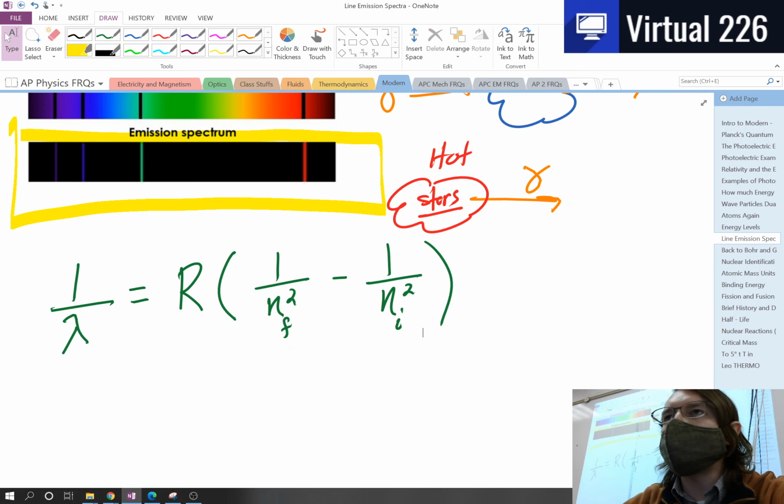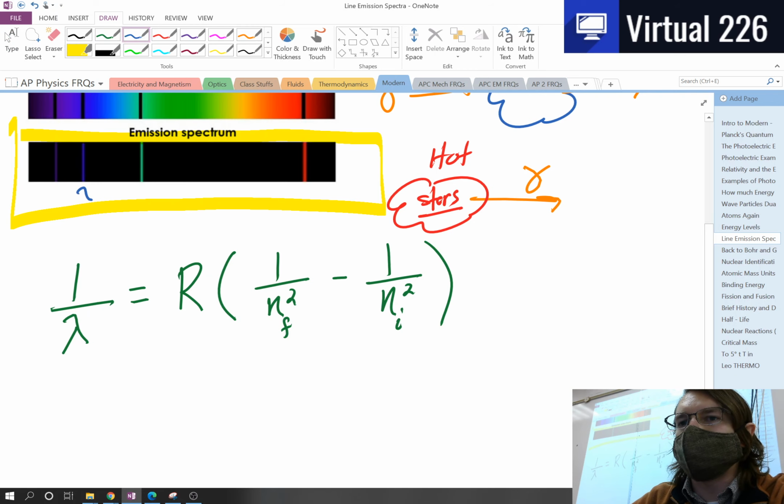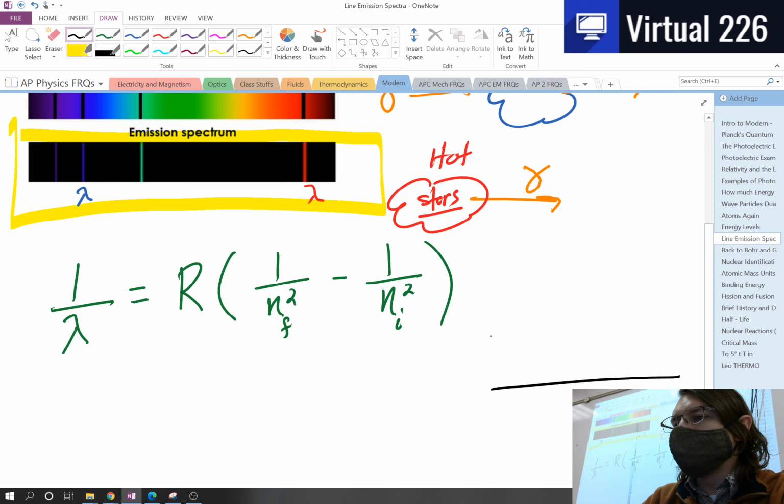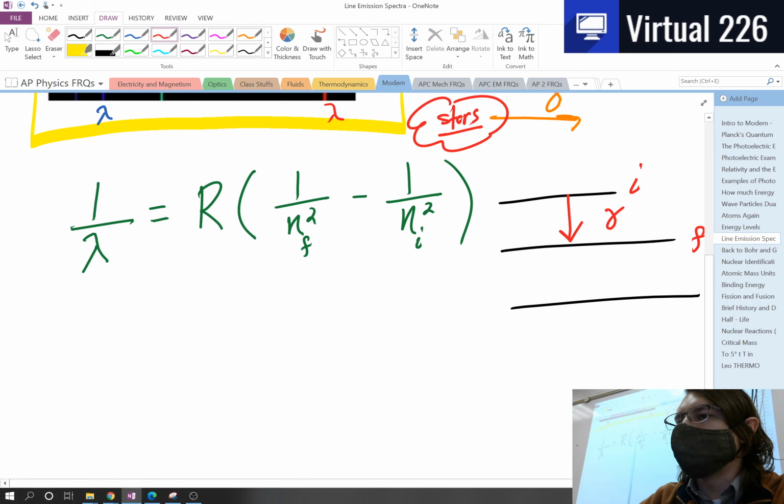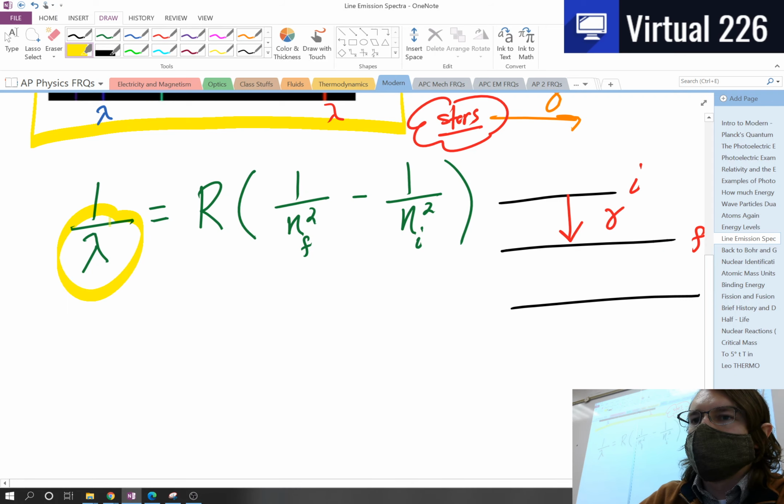Where lambda is the wavelength that each of these lines of light are at, and each one has its own wavelength. Ni and Nf are the initial and final positions of an electron transition. So, if we think back to our transition levels we had the other day, because this is giving off light, this could be the initial and this could be the final. And we'd be going down in transition, and it would give off a photon of light, which would have some wavelength.